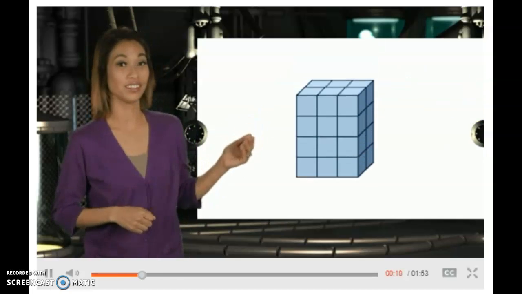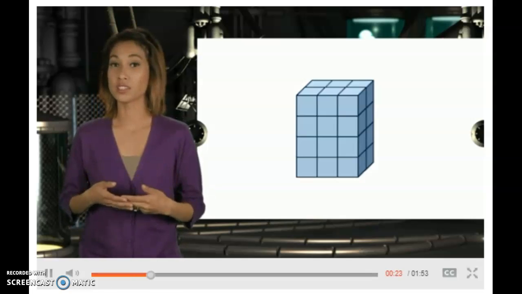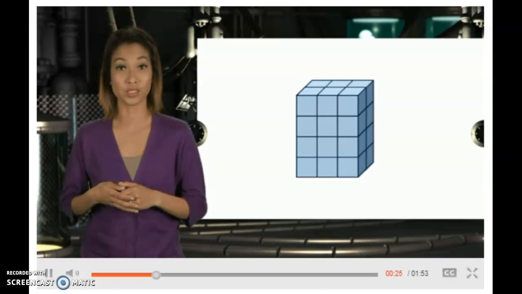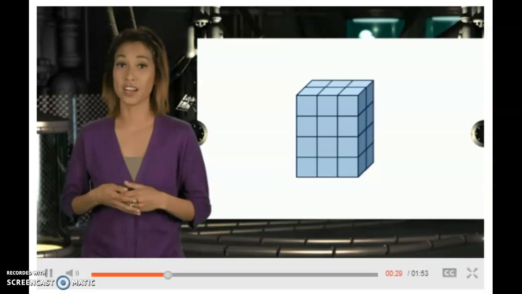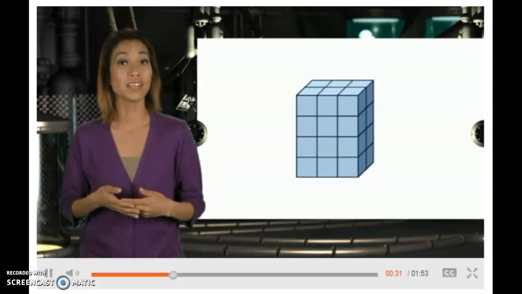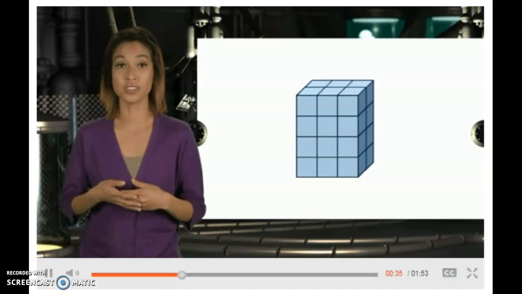Take a look at this figure. It is called a rectangular prism. How many cubic units, or cubes, does it take to create this prism? The first way is to count them, but it is difficult to count them. Why? Because some of the cubes are stacked on other ones. Some are hidden from view.